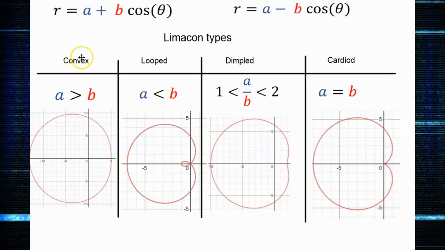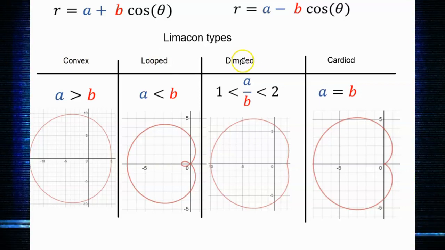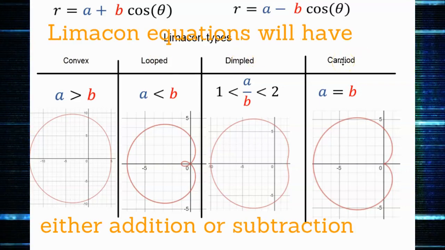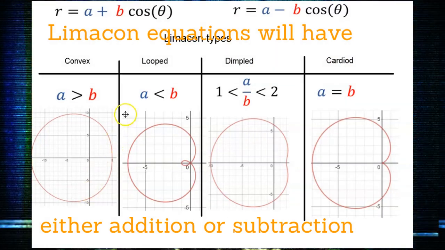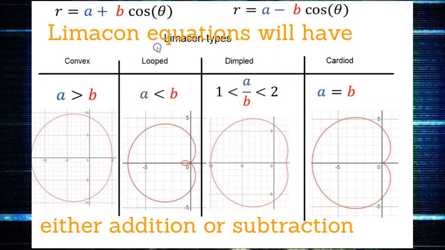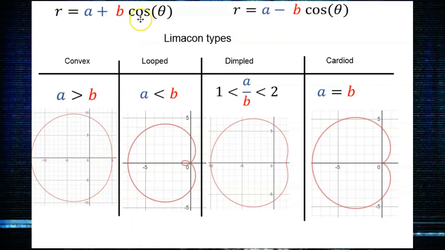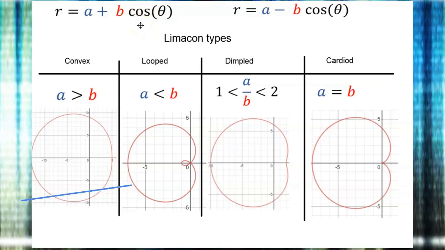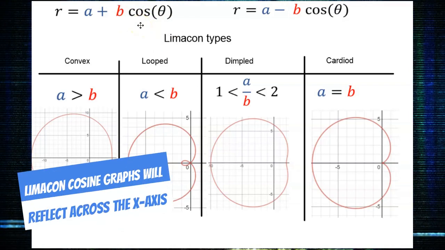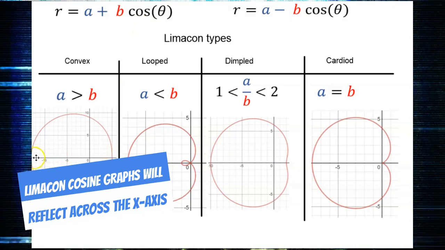One of the things that makes these limaçon type graphs different is if you look at their equations, they have addition or subtraction as opposed to the roses. Limaçons can come in the form of convex, looped, dimpled, or cardioid, depending on the relationship between the A and the B value. Just like with roses, it also makes a difference if we're dealing with sine or cosine.